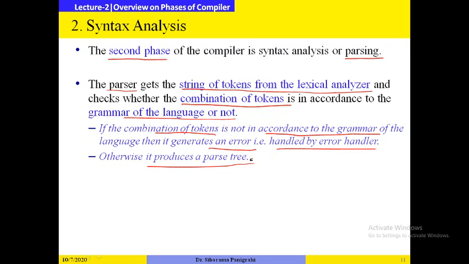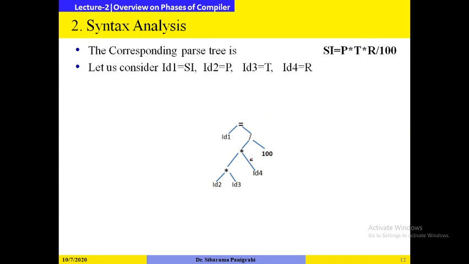Let us go through our running example. Here we have taken SI = P*T*R/100. SI, P, T and R are identifiers, so I have renamed them ID1, ID2, ID3 and ID4. Now we will generate a parse tree. You have already studied in your data structures subject how to construct an expression tree. This is an expression, so its equivalent parse tree is nothing but an expression tree.